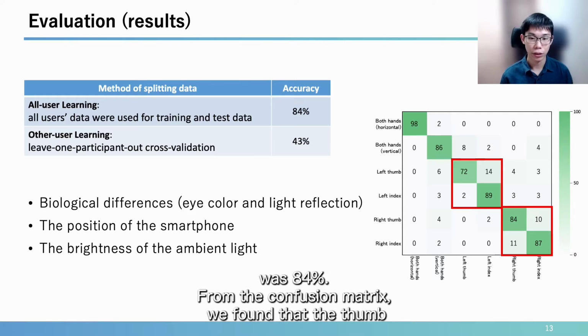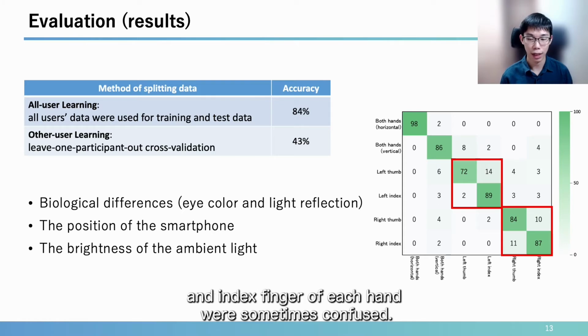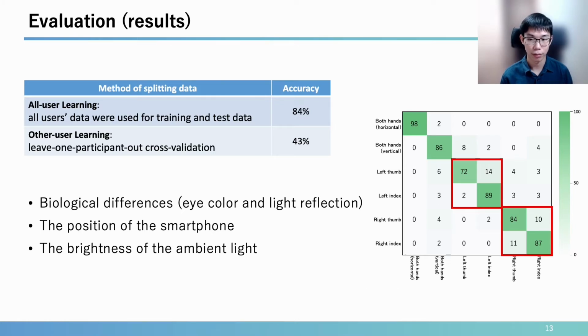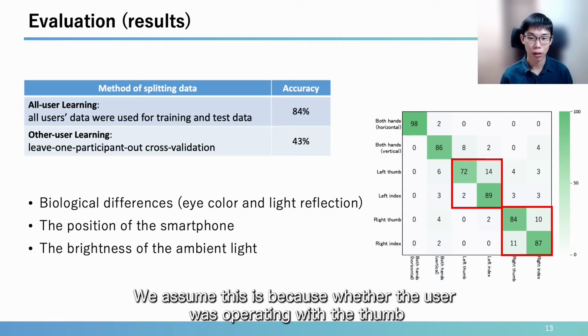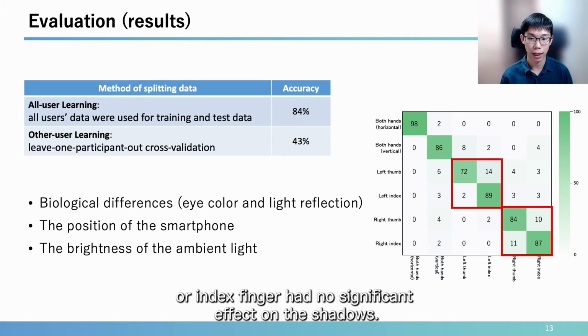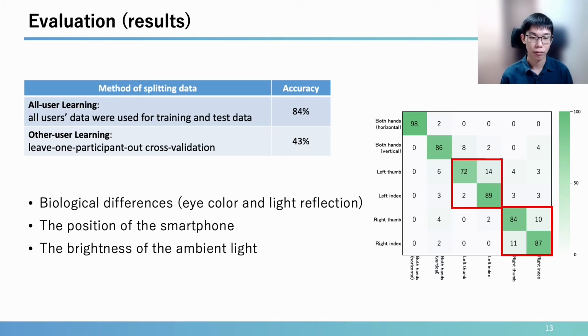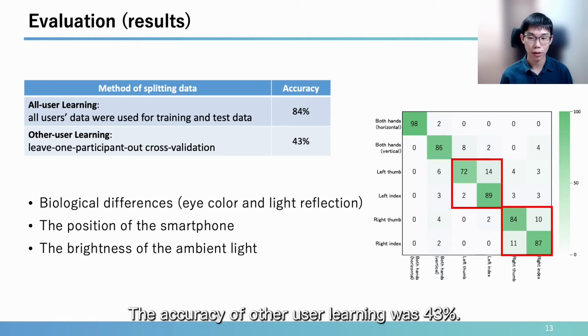From the confusion matrix, we found that the thumb and index finger of each hand were sometimes confused. We assume this is because whether the user was operating with the thumb or index finger had no significant effect on the shadows. The accuracy of other user learning was 43%.